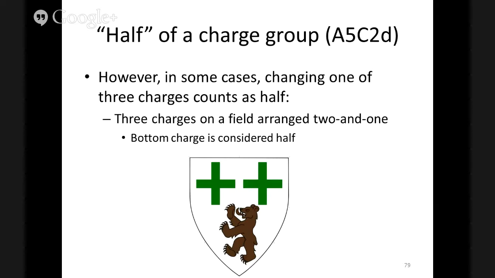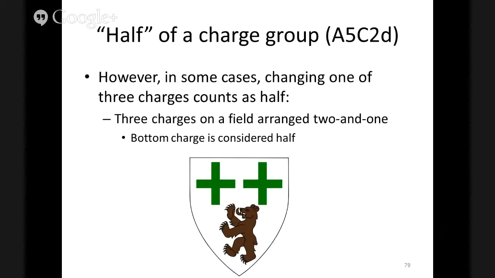So what are the charges? How do we blazon the plus signs? Somebody jump in and help, Connell. Yeah, please. 2 crosses couped vert. Yeah, that's a cross couped. A regular cross goes all the way from top to bottom. It would cover the entire shield. Yeah. So if you cut it off, then it's couped.